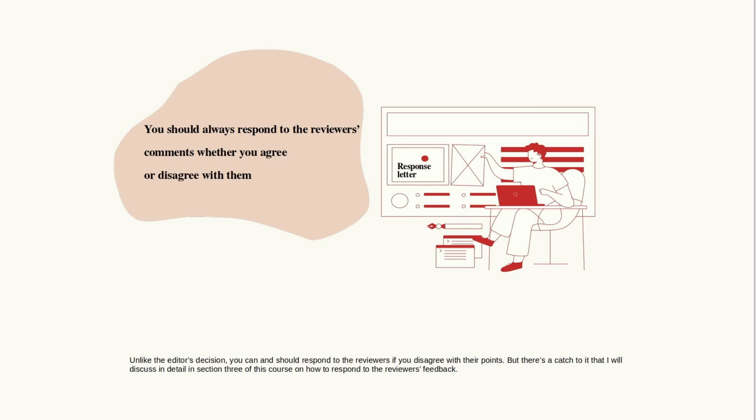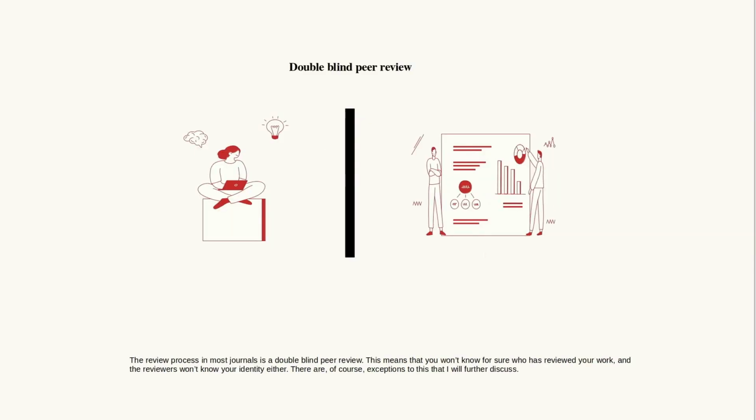But there is a catch to it that I will discuss in detail in section 3 of this course on how to respond to the reviewers' feedback. The review process in most journals is a double-blind peer review. This means that you won't know for sure who has reviewed your work, and the reviewers won't know your identity either. There are of course exceptions to this that I will discuss further.